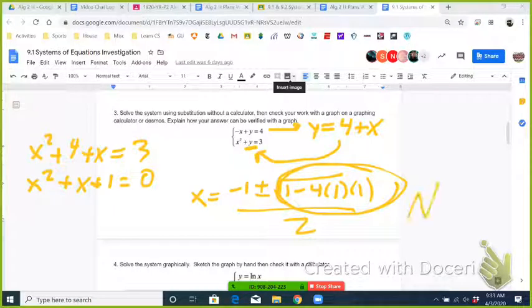So that means this is not going to be a real number. So that means there's no real number that's going to satisfy both of these equations. So there seems to be no real solution. So to check that, we can graph these.